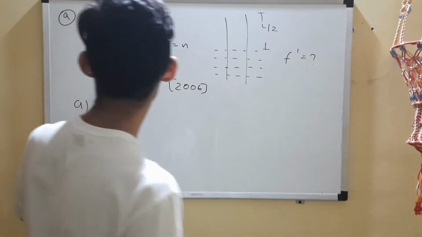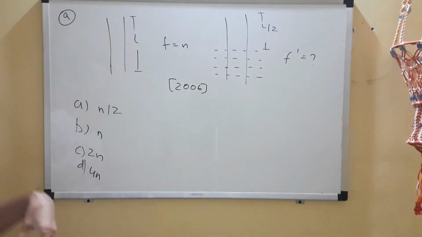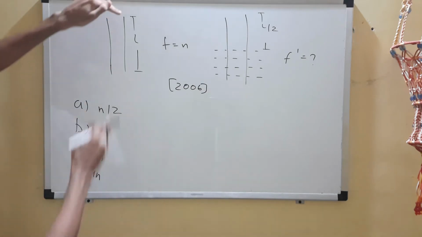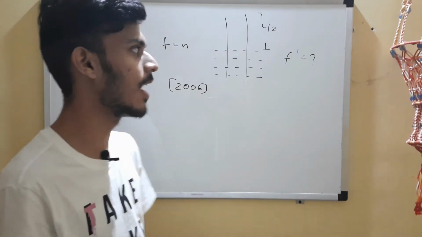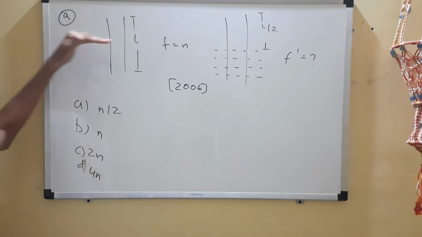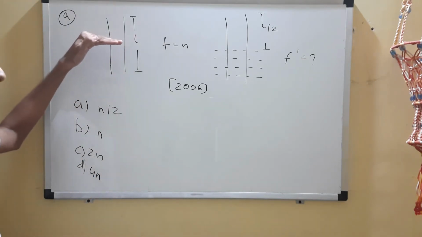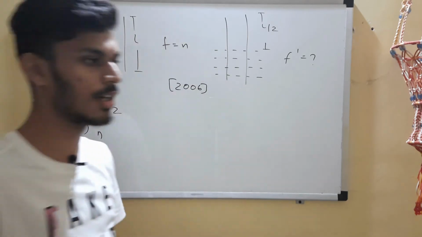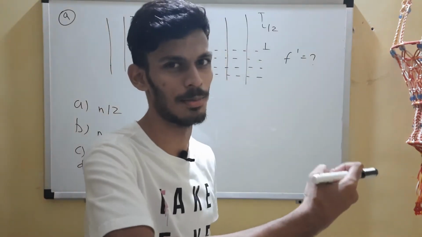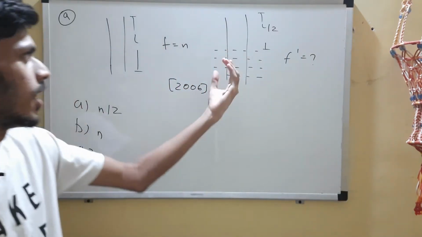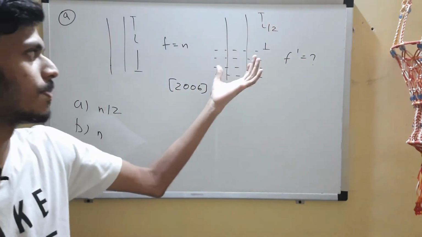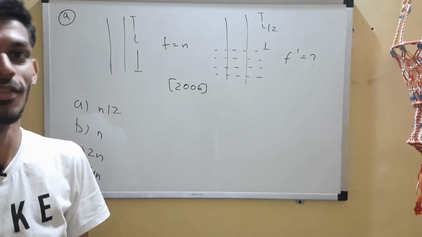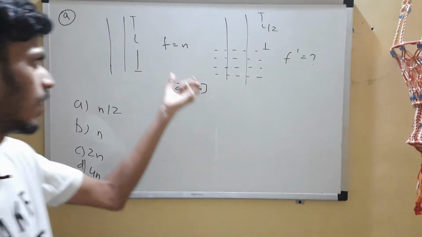In this question, you have an open organ pipe, which is open at both the ends, of course, and has a length L. Its frequency is given as n. You are going to seal half of the portion of this open organ pipe to convert it into a closed organ pipe, which is closed at one end and has a length of L by 2. The frequency of this pipe is f dash. You are supposed to find the value of f dash in terms of n.